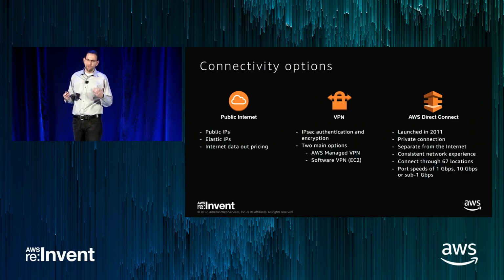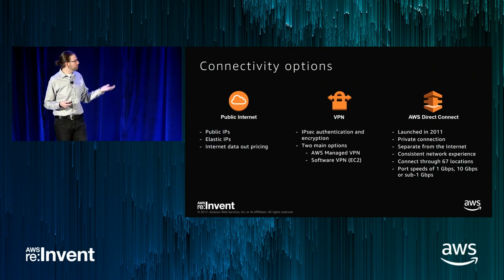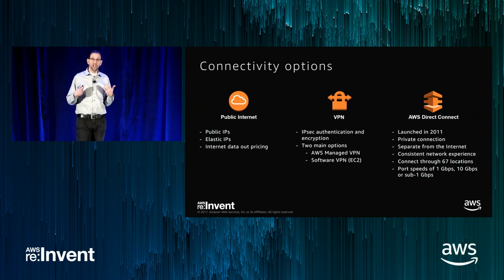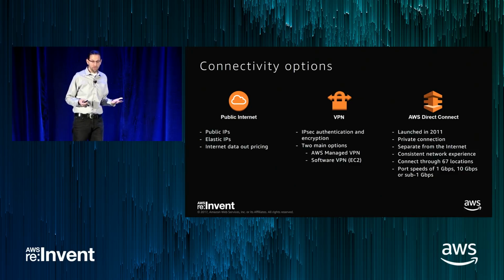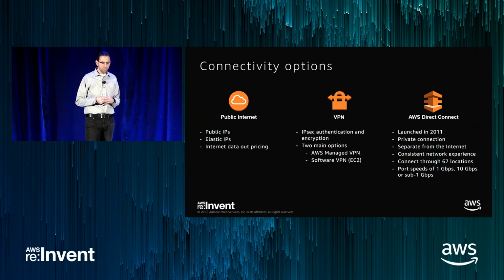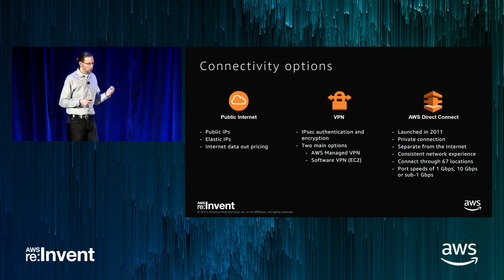So generally speaking, we have three main options. There's going over the public internet, there's creating a VPN connection, or leveraging an AWS service called Direct Connect. So going over the public internet is pretty straightforward, right? Our services have public endpoints. Your resources can have public IPs assigned to them. So our talk today is going to focus on the other two options.